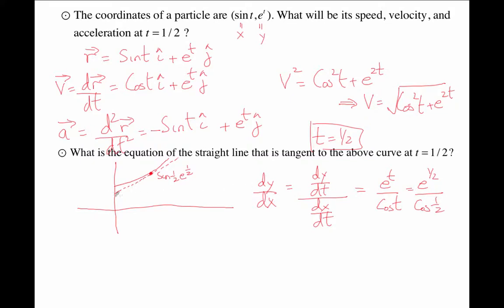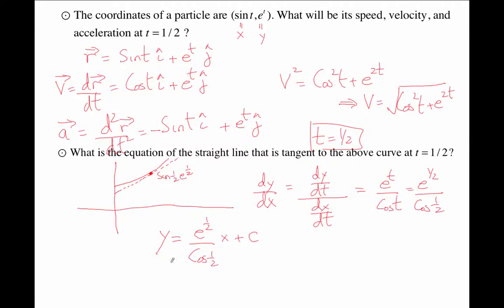So that's the slope of this straight line, this dashed line that I've drawn over here. But we also now recognize the fact that it has to touch this point. So the equation of a straight line is y equals the gradient, which is dy by dx, which is e to the half over cosine of half, times x plus some constant. Let's call that constant c.